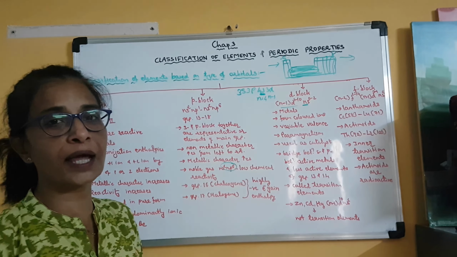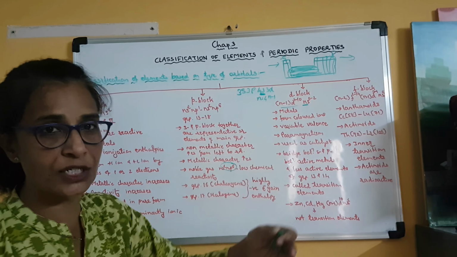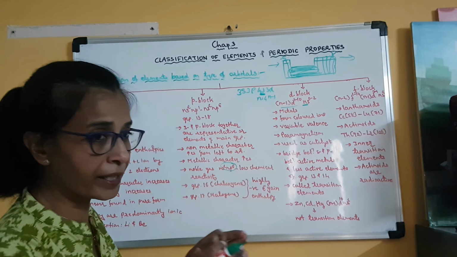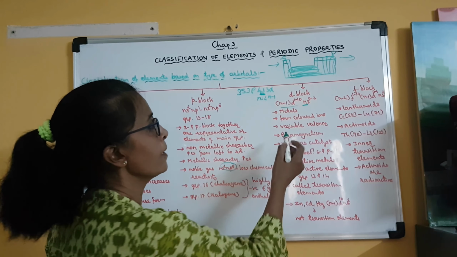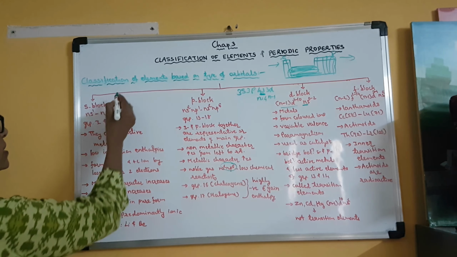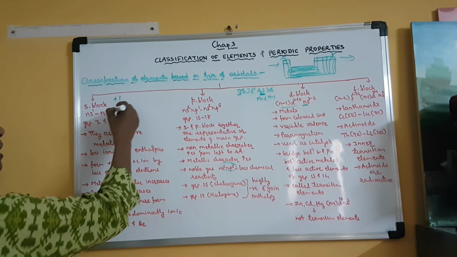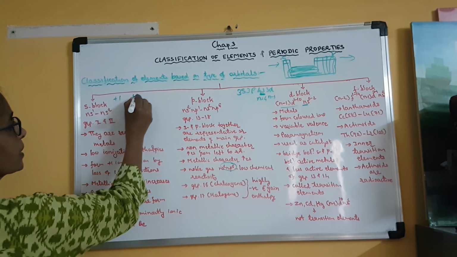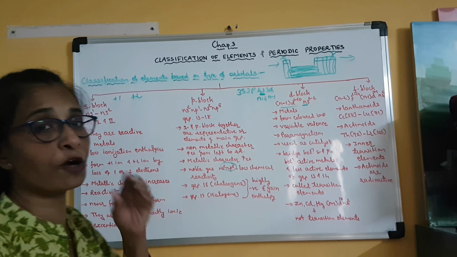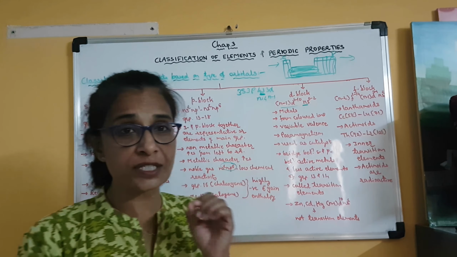Why they form colored ions, we will discuss next year. We have a separate chapter on D and F block elements, so right now we will not go into much detail. They have variable valence. See, first group elements have +1 valency. Second group elements have +2 oxidation state or valency. So these groups have fixed valence, fixed oxidation state.